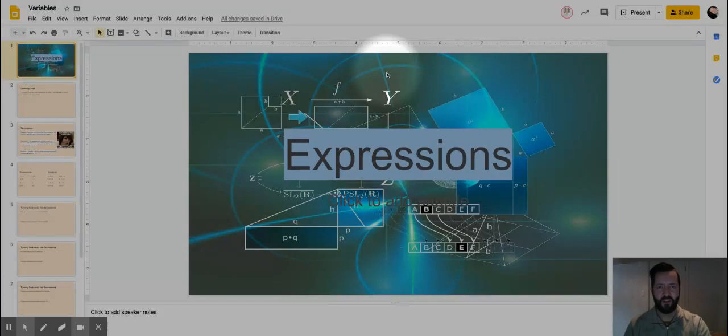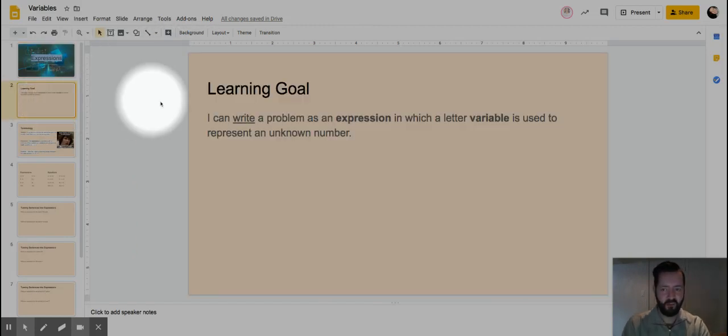Good day, class. Today's lesson is all about expressions. Now, I'm not talking about excited and grumpy, like those kinds of expressions. We're talking about mathematical expressions today. So here's your learning goal for today's lesson. I can write a problem as an expression in which a letter variable is used to represent an unknown number.